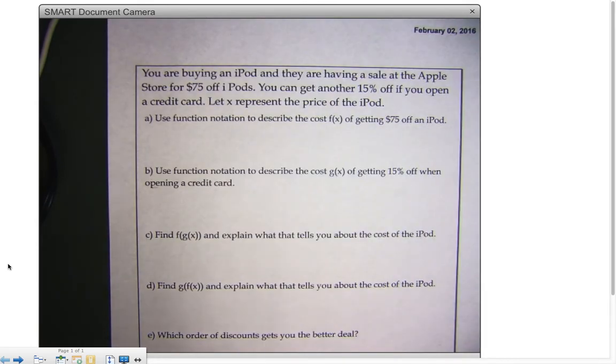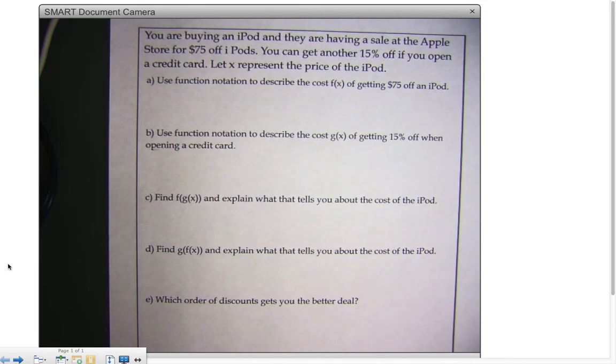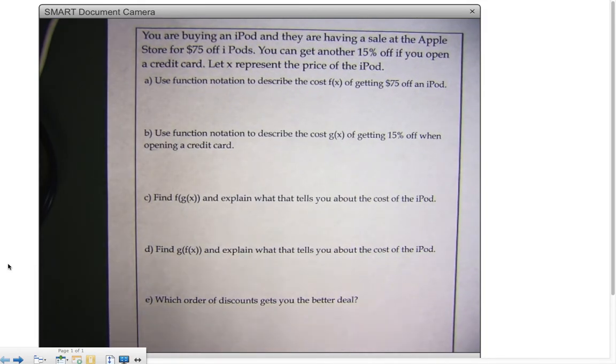A real-world application of this problem is when we think about discounts at a store. So we're going to do a couple of these problems, but I want to show you one example. So let's say you're buying an iPod and they're having a sale at the store for $75 off all iPods. Then on top of that, you can get another 15% off if you open a credit card. So we're going to do this example using composition of functions to show you how this could be used in the real world. So we're going to walk through it step by step.